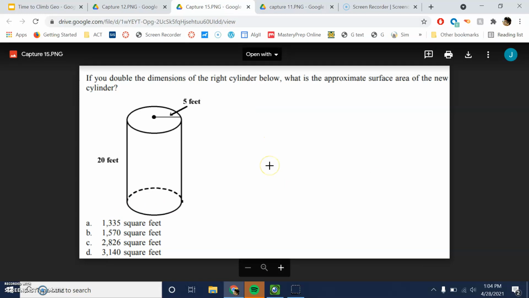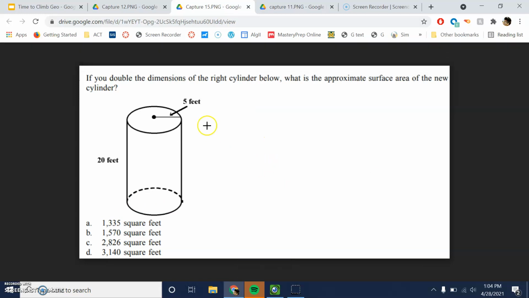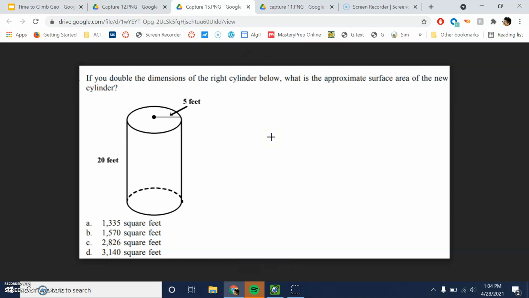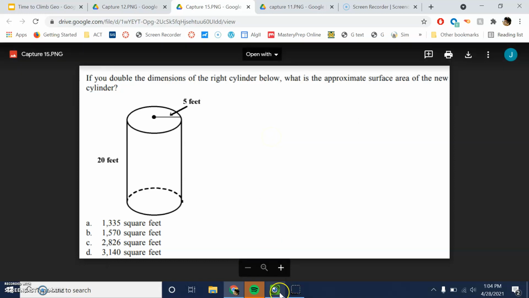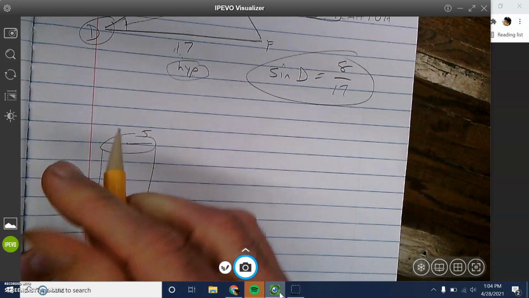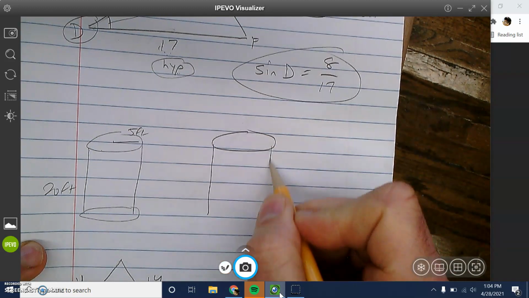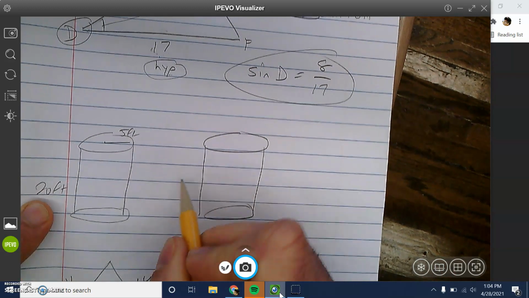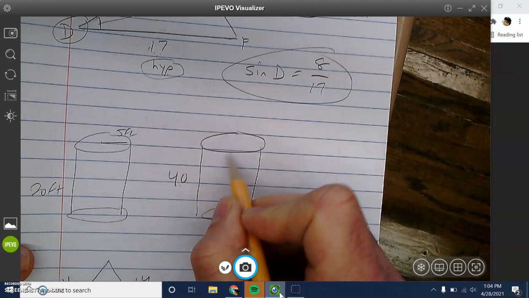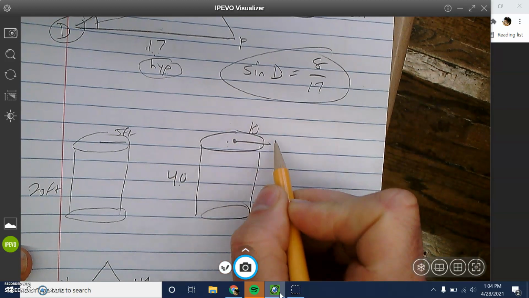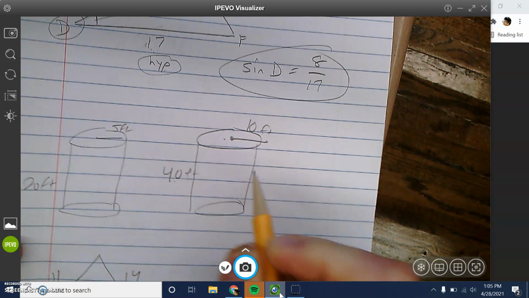Okay, this one. Review from yesterday. If you double the dimensions of the right cylinder below, what is the approximate surface area? Double the dimensions. That's a new little trick. See if you can do it. Go. All right, nice. So, you got 5, you got 20. So, if I'm going to double it, I'm going to times them by 2. So rather than 20, it's going to be 40. Rather than 5, the radius is going to be 10. There we go. So I double that first to start.